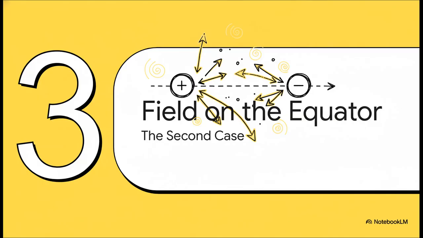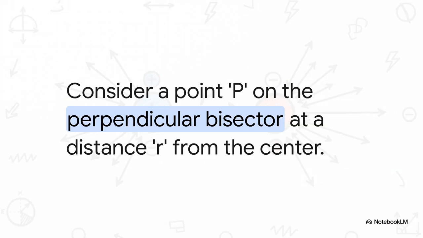Okay, that was the axis. Now for part 2. What happens if we move our point to the dipole's equator? The line that slices right through the middle at a right angle. So this setup is totally different. Our point P is still a distance r away from the center, but now it's sitting directly above it. This changes the geometry completely.